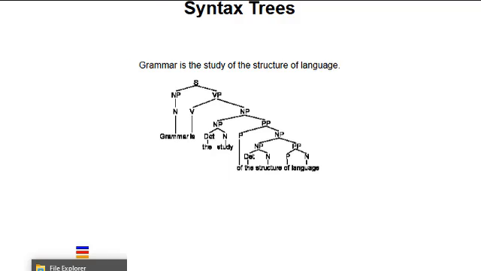Consider the sentence, grammar is the study of the structure of language. Note that the branches of the tree clearly show that all of the words in the predicate combine in a verb phrase before they combine with the subject. The S at the top of the tree stands for sentence. The other nodes are labeled NP for noun phrase, VP for verb phrase, and PP for a prepositional phrase. The parts of speech of each word are labeled. DET stands for determiner, which is a type of adjective.